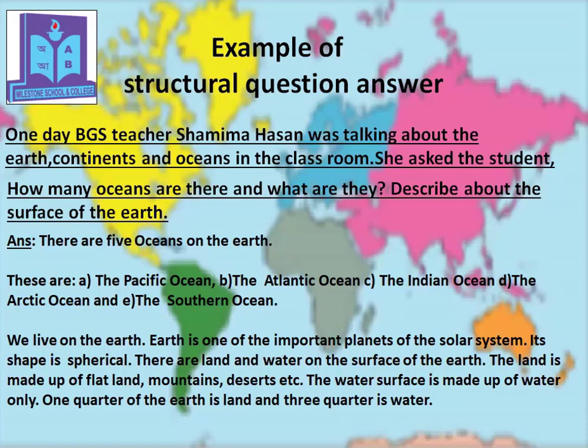There is land and water on the surface of the earth, and 1/4 is land and the other 3/4 is water. So this is the answer. Looks so easy. I hope you have all understood this and it is clear to you.